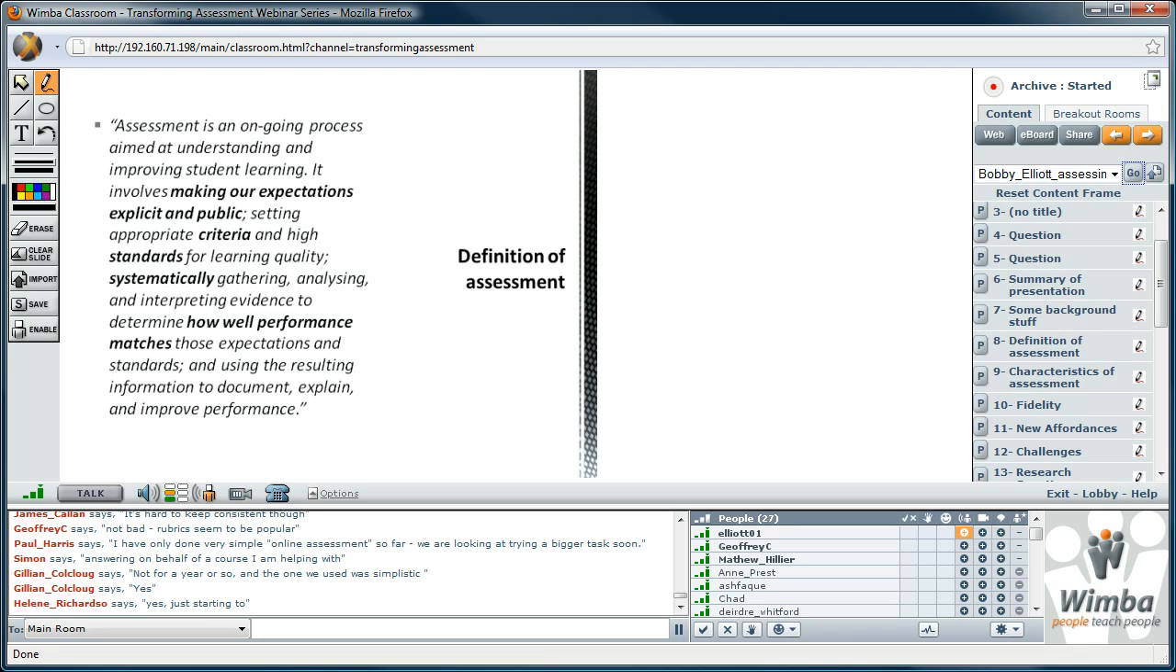In case you're wondering why I've put bits in bold, it's simply because I would argue that they support the use of a rubric. Angelo talks about making expectations explicit and public, and that we should be using criteria and standards and systematically gathering and analysing evidence. And I would say all of those words would infer that you need a fairly formal marking scheme. Okay, so a definition of assessment that I'm certainly a fan of.